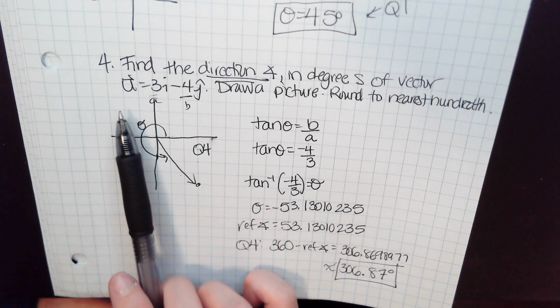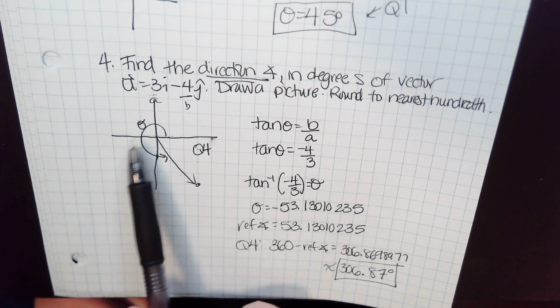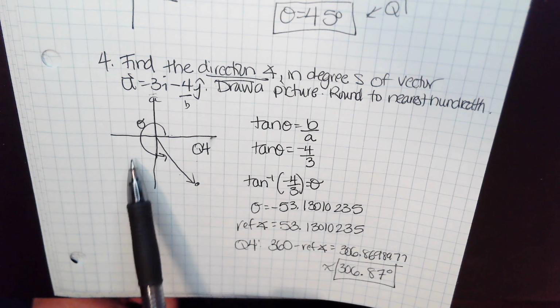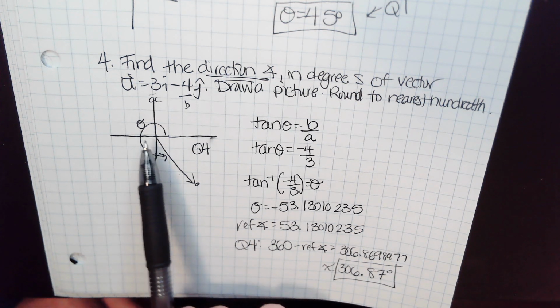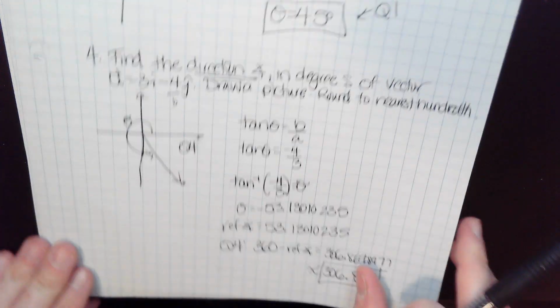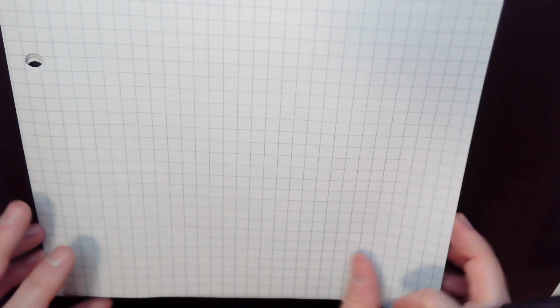So if it had been in quadrant 2, you'd find your reference angle and then do 180 minus your reference angle. If it's in quadrant 3, once you find your reference angle, you do 180 plus your reference angle. And then in quadrant 4, like we just did, 360 minus your reference angle.